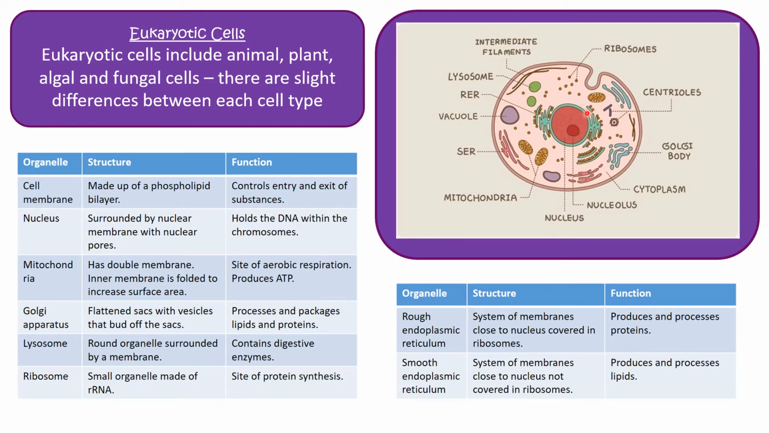You've also got the smooth endoplasmic reticulum here, which is responsible for producing and processing lipids. And it's sometimes found close to the nucleus. This one isn't. But it's not covered in ribosomes, so it's smooth because there's no ribosomes on the surface. The rough one is rough because the ribosomes on the surface make it rough. So you need to know the names and functions of all of these organelles, and you need to be able to recognize them as well in both diagrams and electron micrographs.